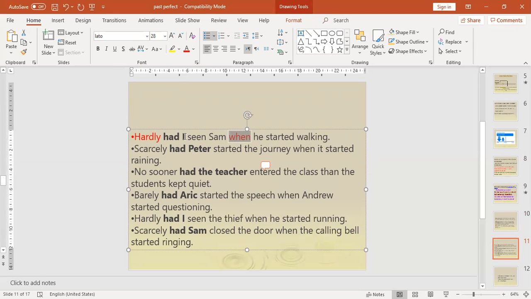We call it subject verb inversion. Inversion means a change of place: the auxiliary verb, the helping verb, first, and the subject after it.